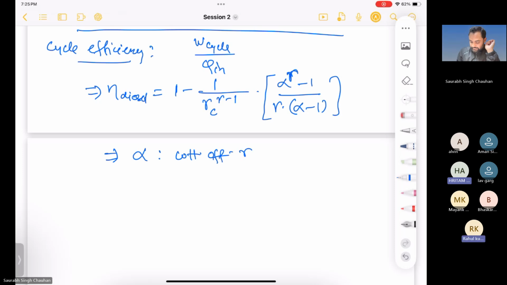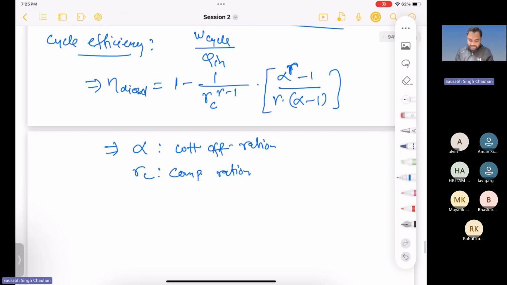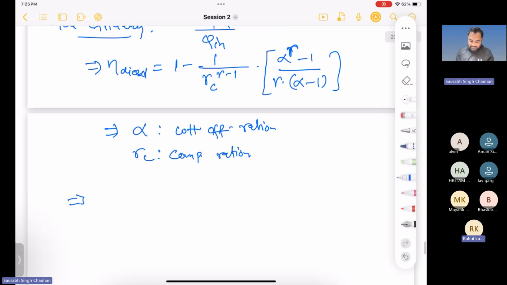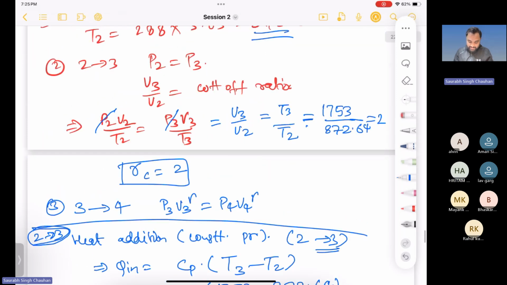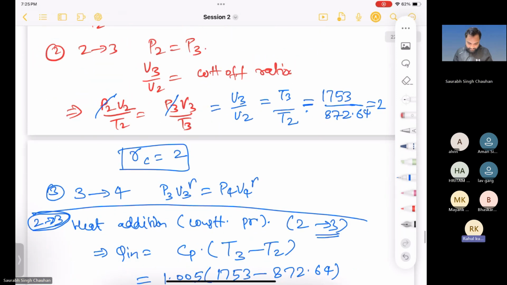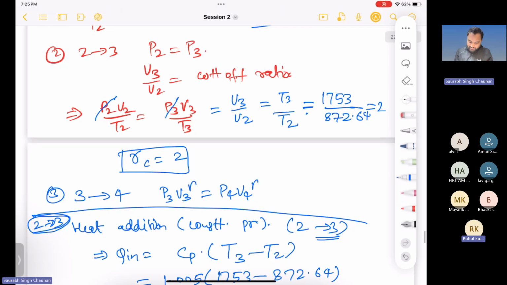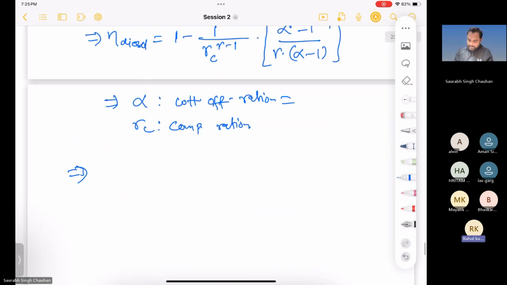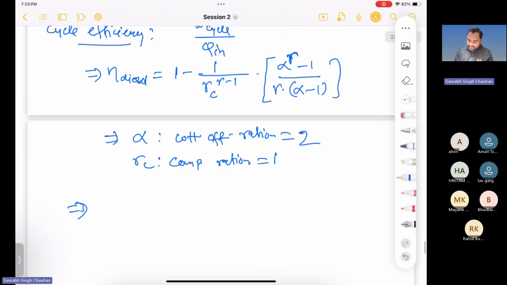So alpha is the cutoff ratio, right? Yes, sir. And RC is the compression ratio. So we have both the values, we just need to substitute them. The cutoff ratio we have already calculated, 2. Let us write alpha as well. Alpha is equal to 2, and the compression ratio is 16.